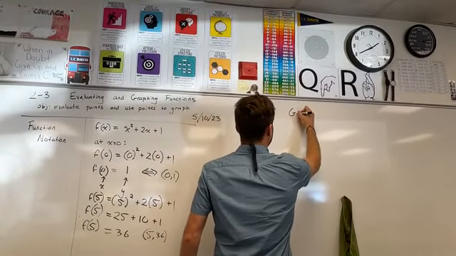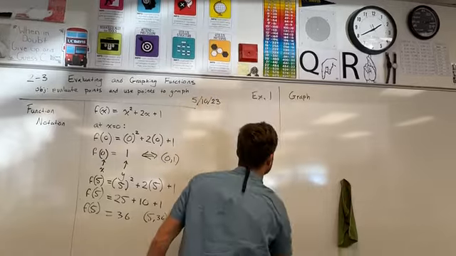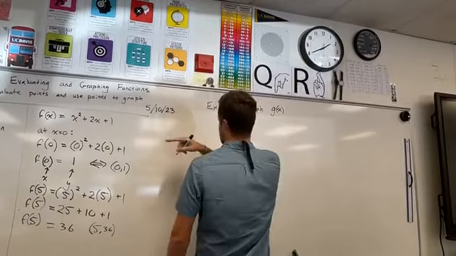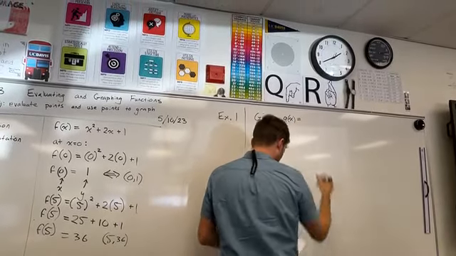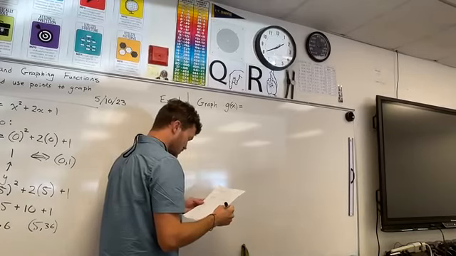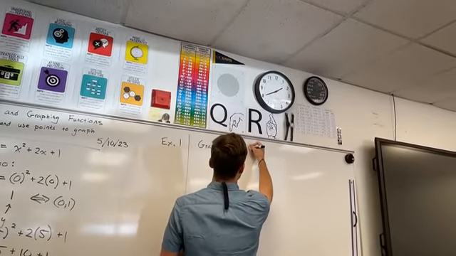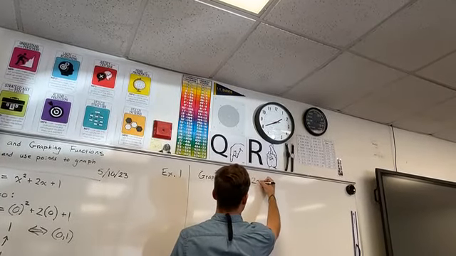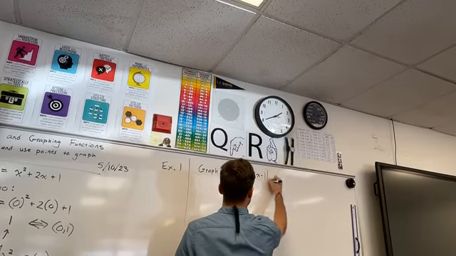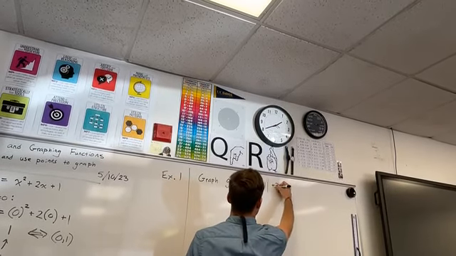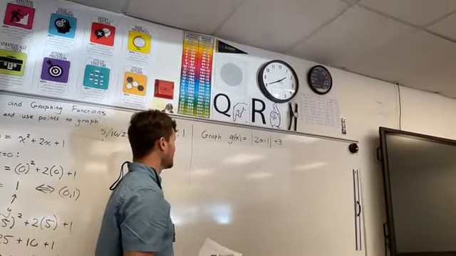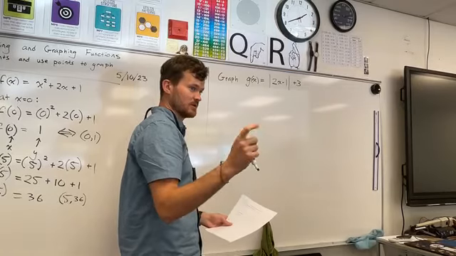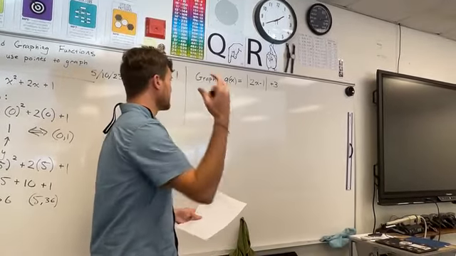I want you to graph g of x. Notice that it's not f of x anymore. I've switched the letter. g of x is going to be equal to the absolute value of 2x minus 1, plus 3. And I'm going to be specific here. I can give you discrete or I can give you continuous because we're trained on both of those from lessons 2-1 and 2-2. So I'm going to make this one discrete.